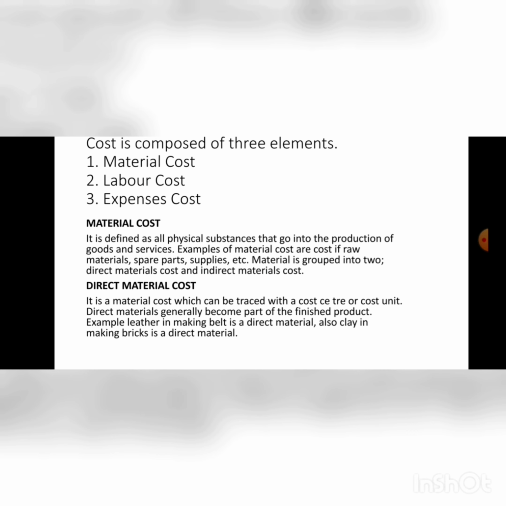Material cost is grouped into two: direct material cost and indirect material cost. We're going to look at the direct material cost first. Direct material cost is a material cost which can be traced with a cost center or cost unit.